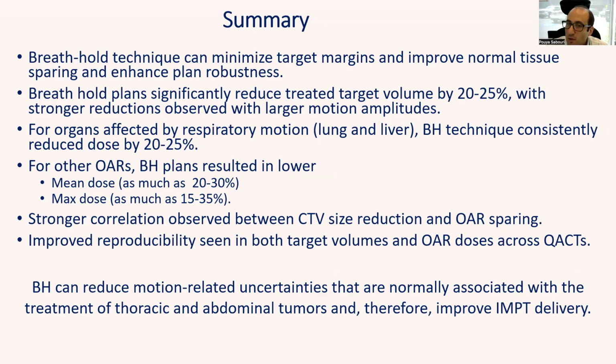Even for other organs at risk, we saw benefits. So we saw about 30% reduction in mean doses and 35% reduction in max doses in some of these OARs. We found a clear correlation between how much the CTV shrank and how much dose we spared for OARs, which gives us more confidence in the dosimetric value of breath hold. Basically, the more you can reduce the CTV margin, the more you can reduce the motion range or the margin associated with the motion, the better your OAR sparing is going to get.